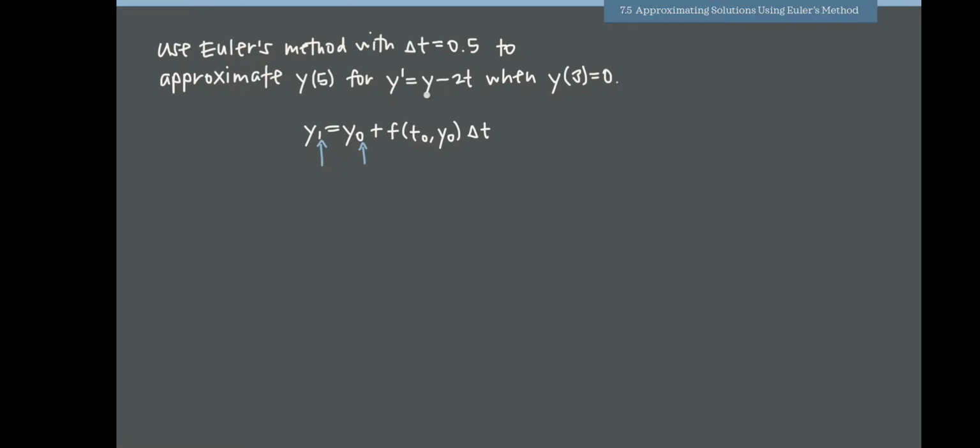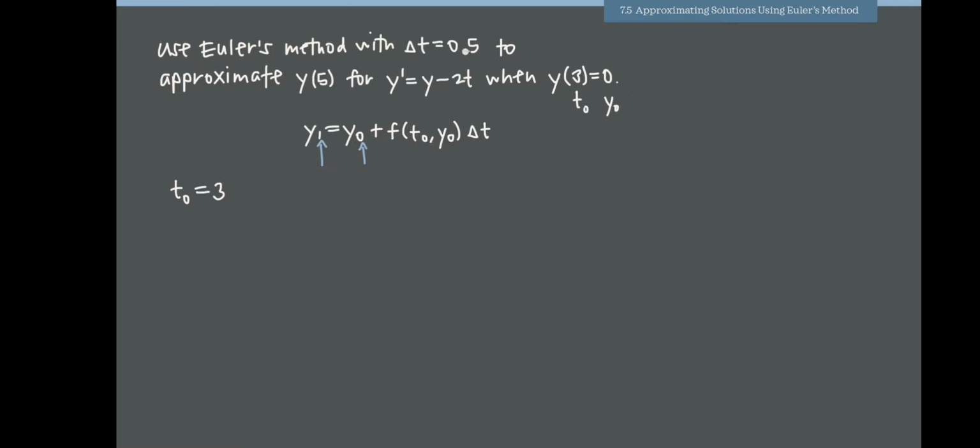So in order to solve these problems, which again is the primary goal of this topic, what you want to do is know how to build a table to estimate this y of 5 value that we're trying to find. You always need to start with whatever initial condition you've been given. So this initial condition tells us that t0 is 3 and that y sub 0 is 0. So you start building your table with your first t sub 0 value. So for us, that's 3.